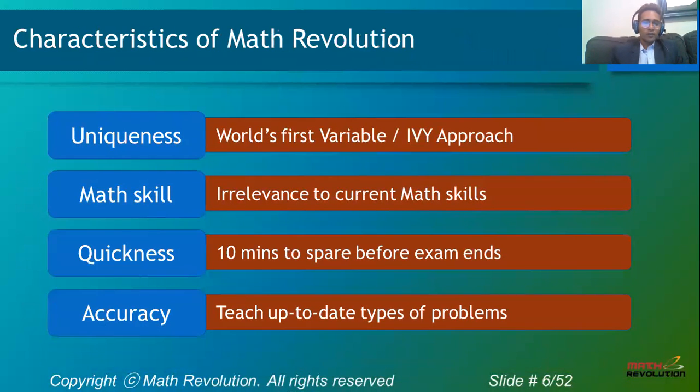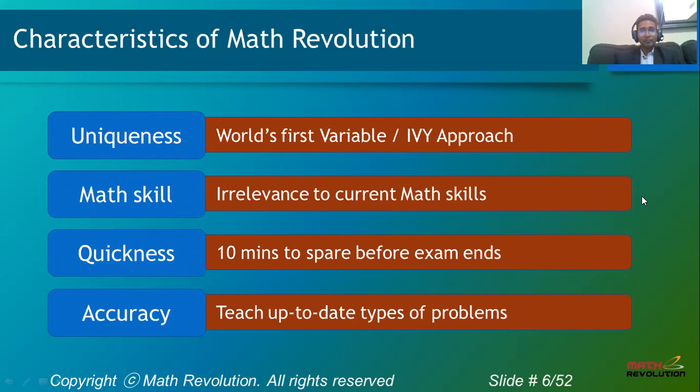These are the two sets of characteristics. Uniqueness is one, which is the world's first variable and IV approach that we talk about. Irrelevance of whether you belong to a math background or a non-math background, it is pretty easy for everyone to cover those. So we have designed those for every set of student. Quickness, yes, if you have just 10 minutes to spare before your exam, these approaches will save you a lot of time, and you can mark your likely answers to be C, D, E, or A, or B, which will give you the upper hand. Accuracy, yes, once you practice and master it, it will always be accurate.